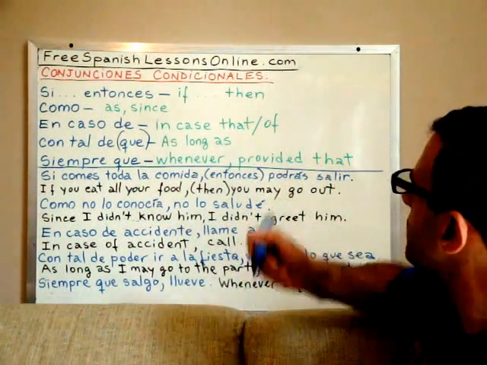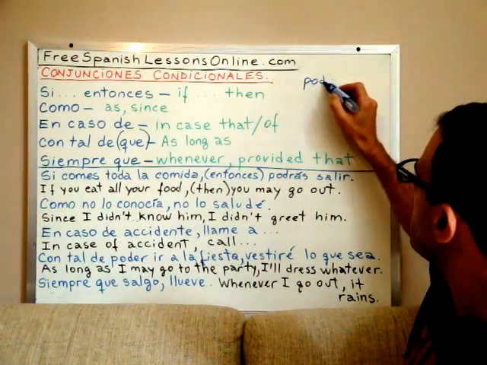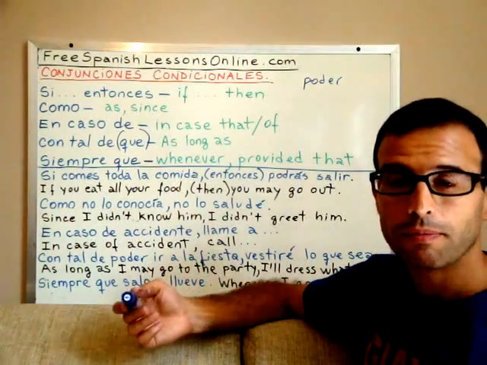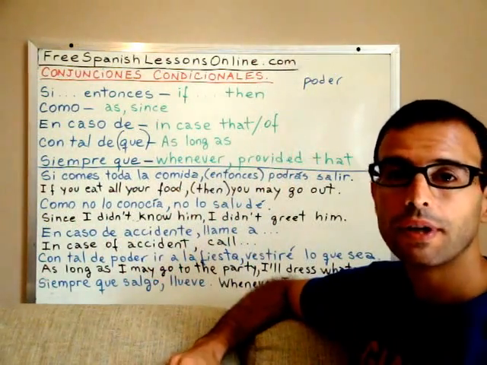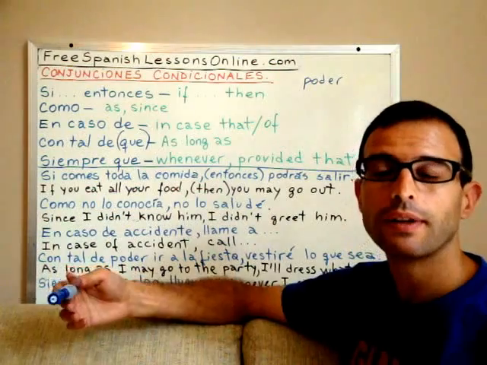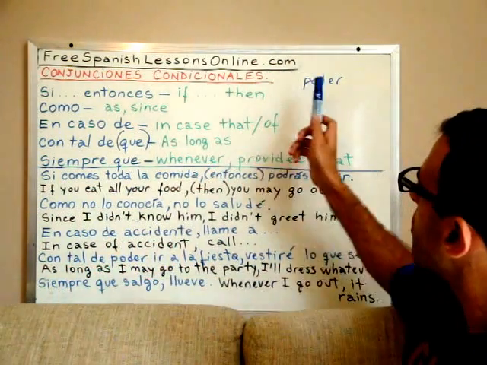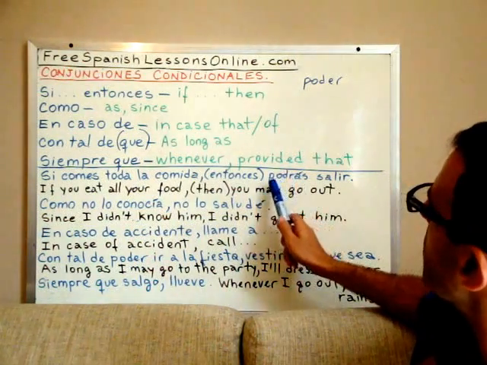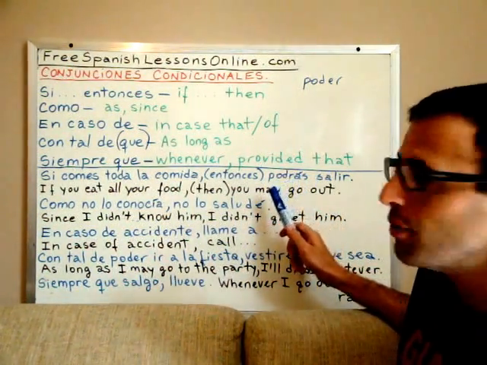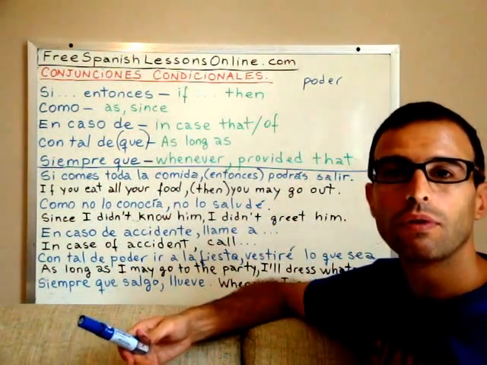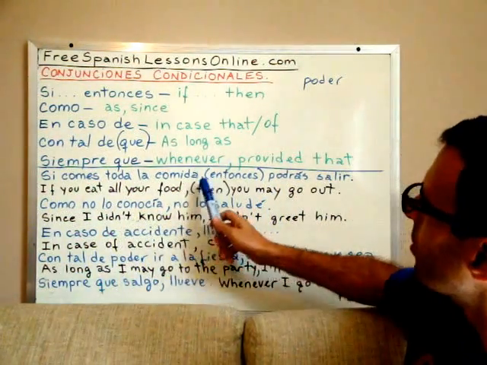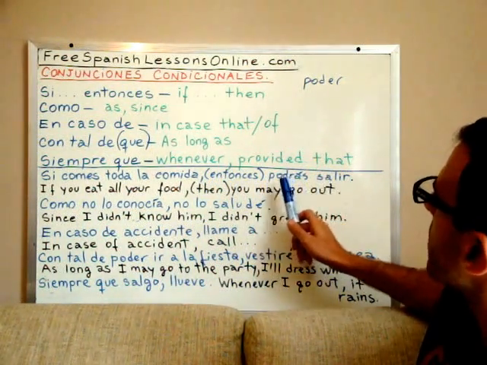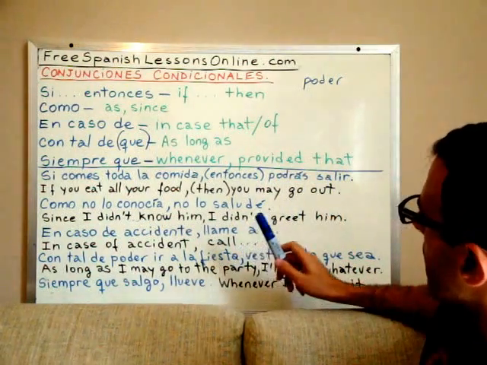In Spanish, the verb poder, which means poder as a noun, it means power, but poder as a verb, it means to be able to, right? To be able to do something. So poder is also used like can or may in English, okay? So podrás salir. Podrás is future tense, but future tense is also used as conditional. So then and the condition, right? You may go out. Podrás salir. Okay?